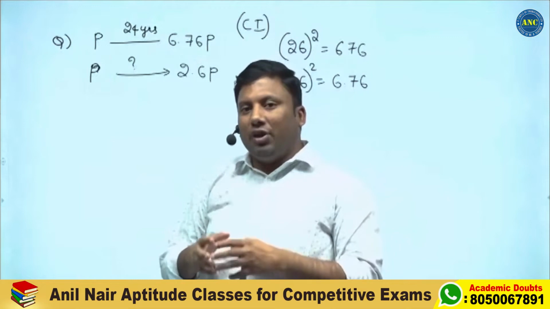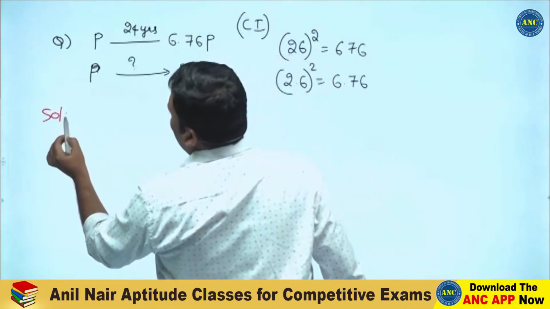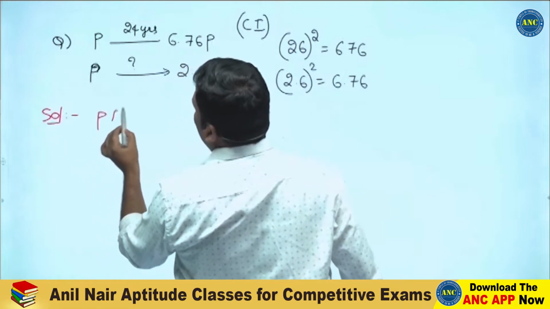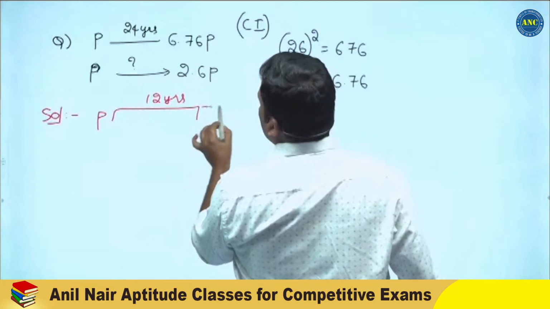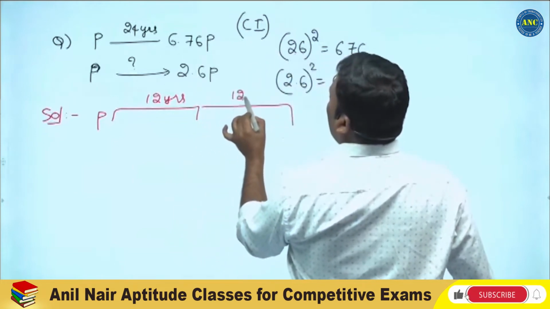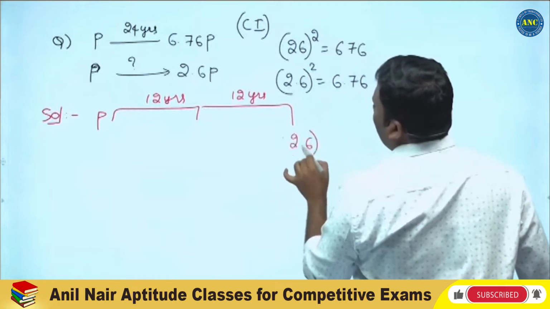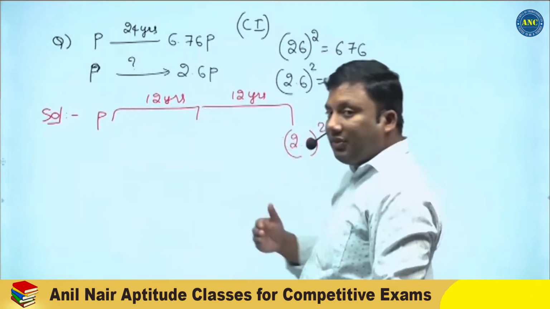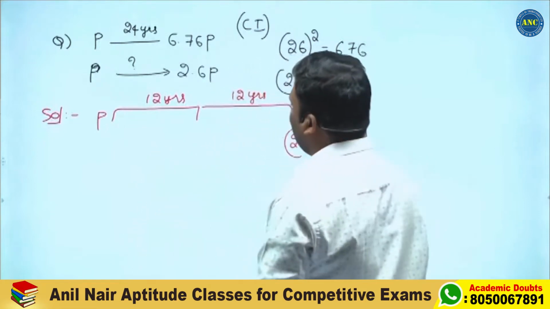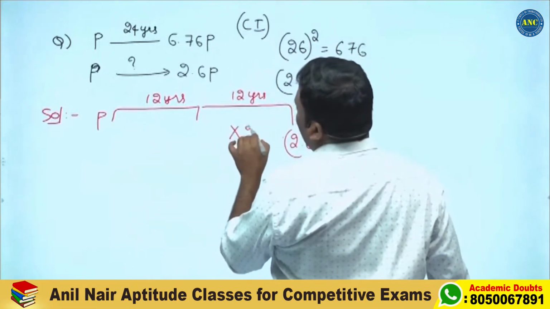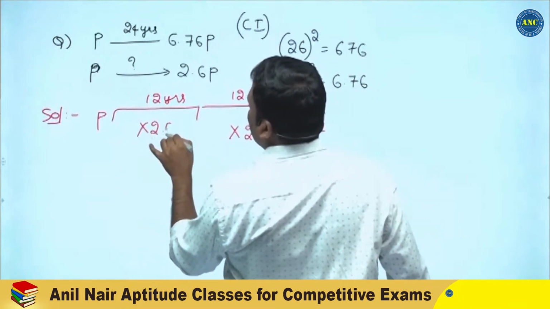It is 24 years. If I make it into 2 parts, what is it becoming after 12 years? I made 2 parts because I got 2.6 whole square. So after a certain point of time, the multiplication factor is always the same. Here it would be 2.6 and here also it would be 2.6.